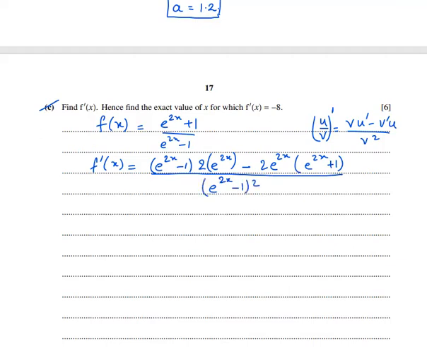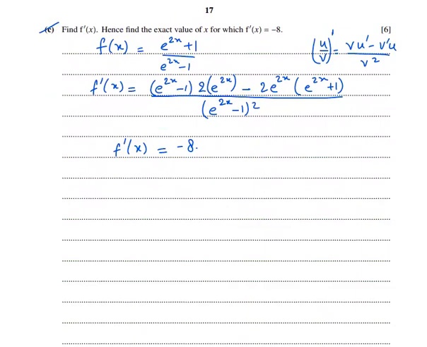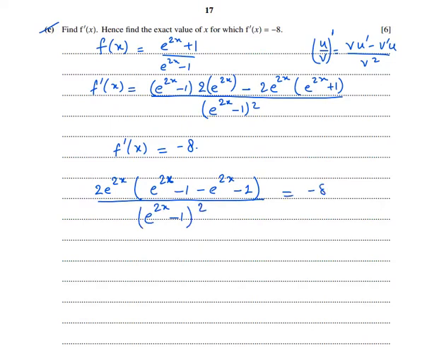All right. Now this thing is equal to minus 8. So we have f dash of x equals minus 8. Therefore, we can write this as 2 into e power 2x, I can take it common. So we get e to the power 2x minus 1 minus e to the power 2x plus 1. If you take 2 into e power 2x common, you'll get e power 2x minus 1 minus of e power 2x plus 1, divided by e to the power 2x minus 1 whole square. This thing is equal to minus 8.